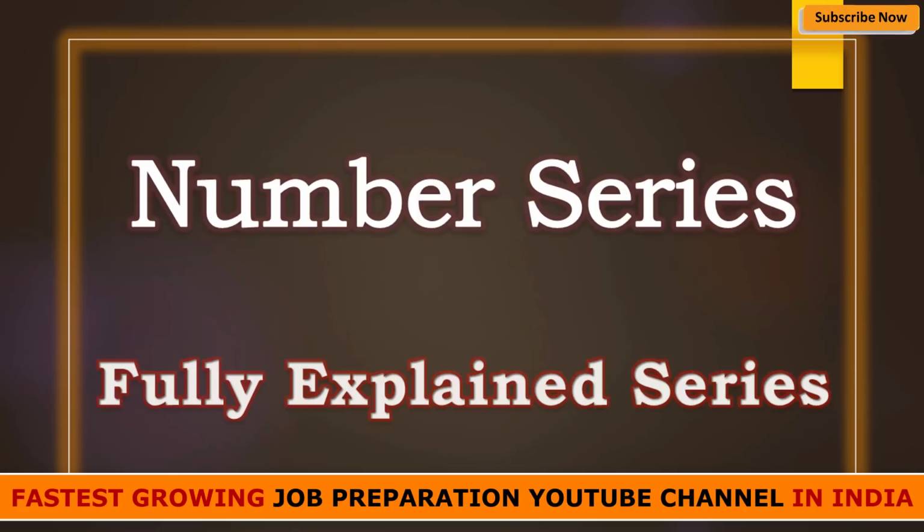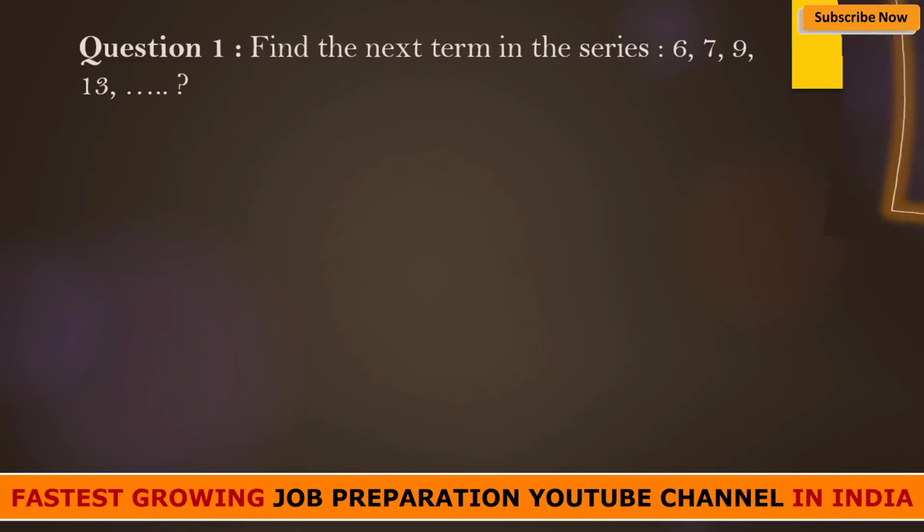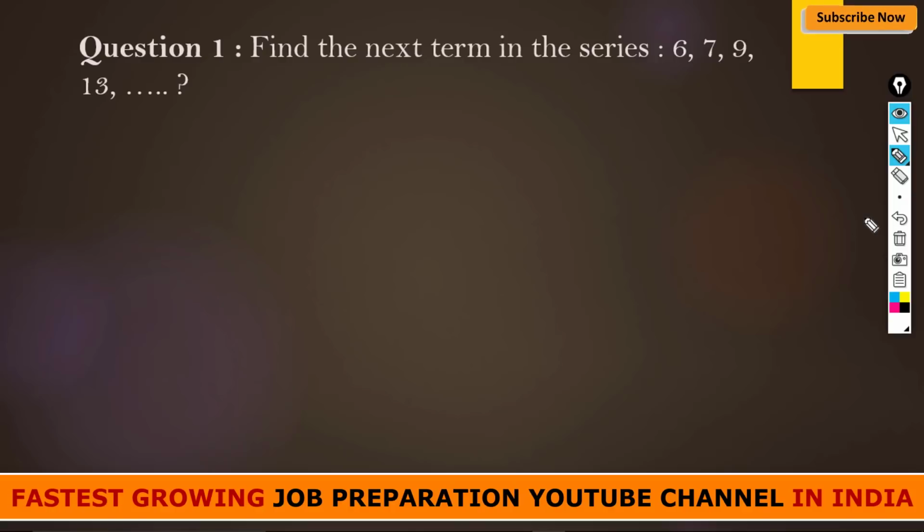Moving on to our first question. Find the next term in the series 6, 7, 9, 13. So when you see this series, I know the first thing that may come to mind is 6, 7, 9, 13. You will try to subtract it, then multiply it, then so many logical things come. So here you can see a series of 6, 7, 9, 13.